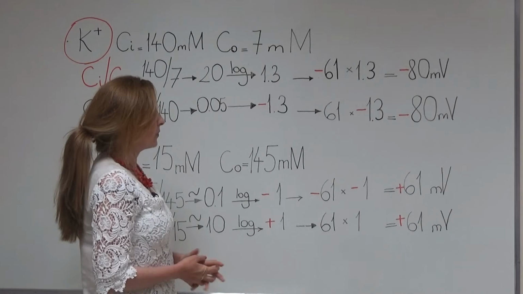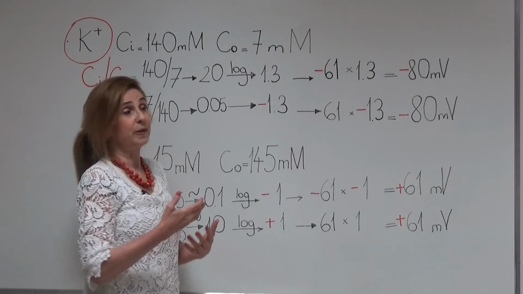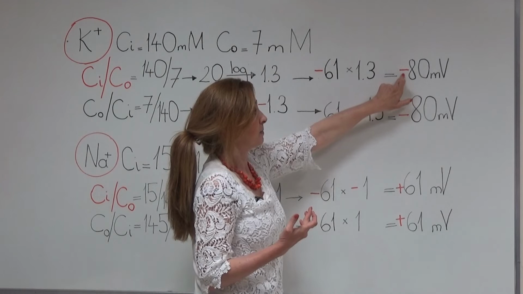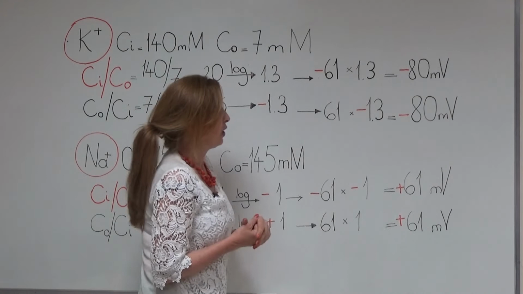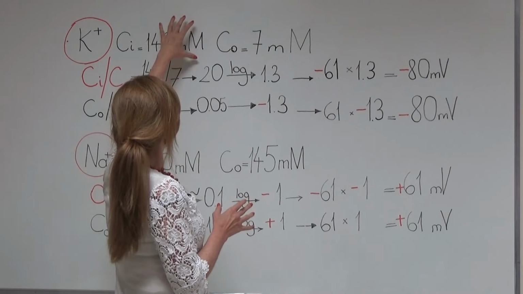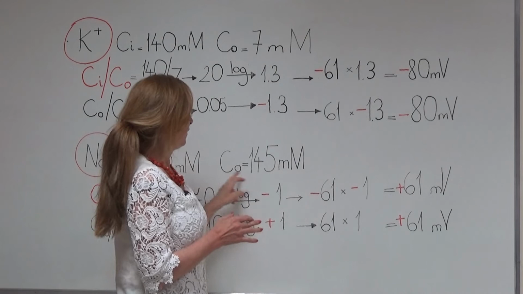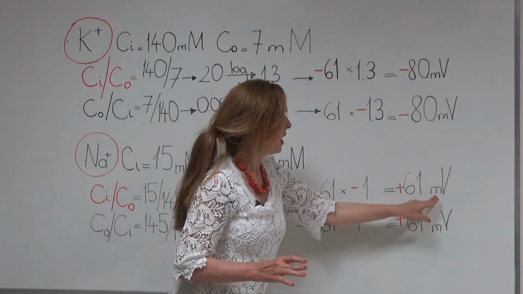So in the previous videos that talked about the Nernst potential of potassium and sodium, we found out that the Nernst potential for potassium is a minus value, it's a plus value for sodium. But this time we have calculated the numerical values in addition to that. We can also say that if a cation is higher in concentration inside the cell, it is going to have a negative Nernst potential. If a cation is in higher concentration outside the cell, it is going to have a positive value as Nernst potential.